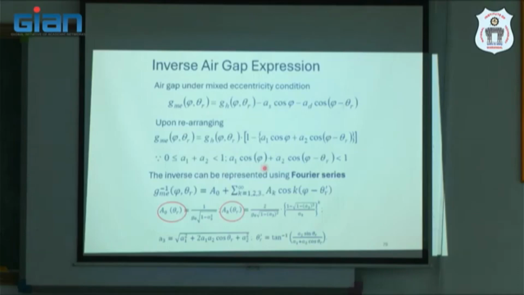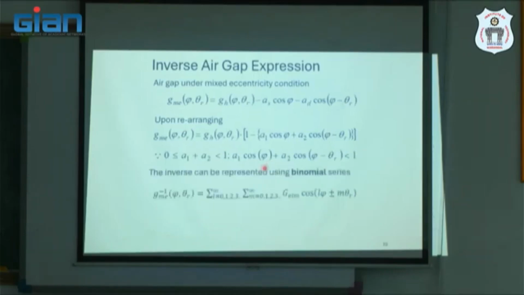And this newer method of modeling gives us the inverse air gap function for a mixed eccentricity fault to be a function like this: some constant times cos of (L5 plus or minus m theta r), where L is a number that varies from 0 to infinity, and m is a number that varies from 0 to infinity. So it's an extensive harmonic order. You have to approximate it at some point, right? So essentially that's the idea.